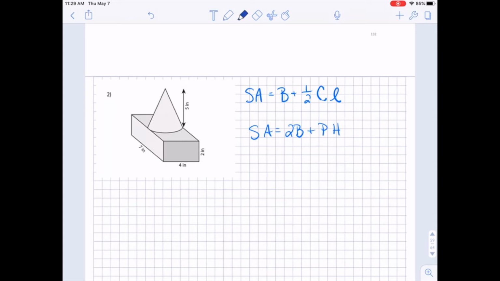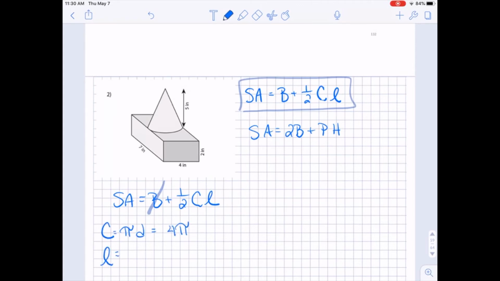Let's work with the surface area of the cone first. There is some missing information and we're going to have to figure that out. So if I have a cone and I know that I don't need the base area, I can exclude that from my cone. I do need the circumference and I do need the slant height.